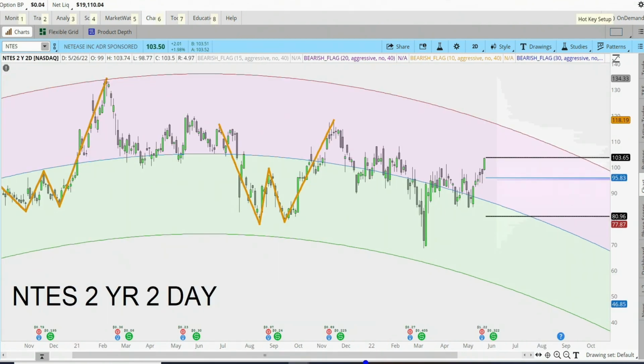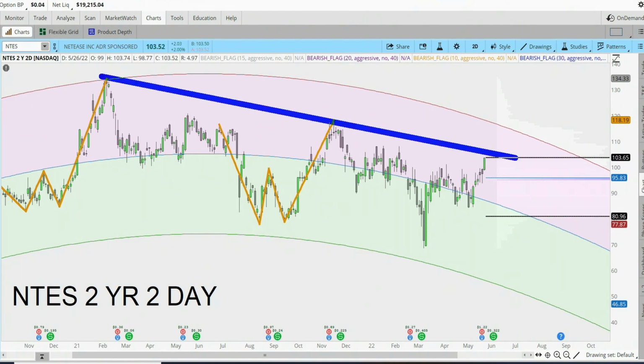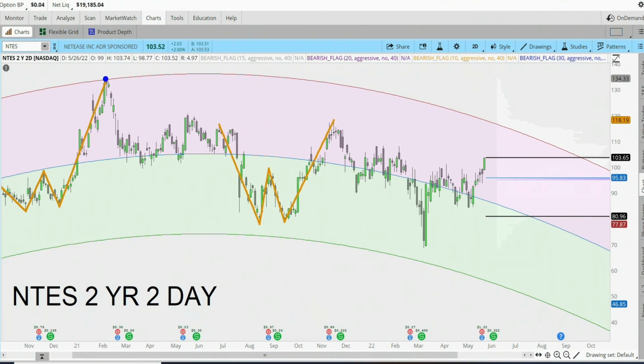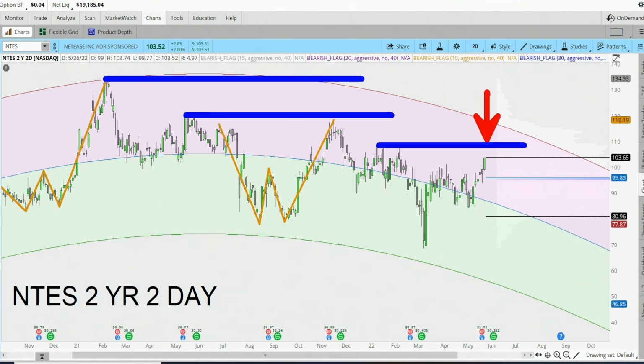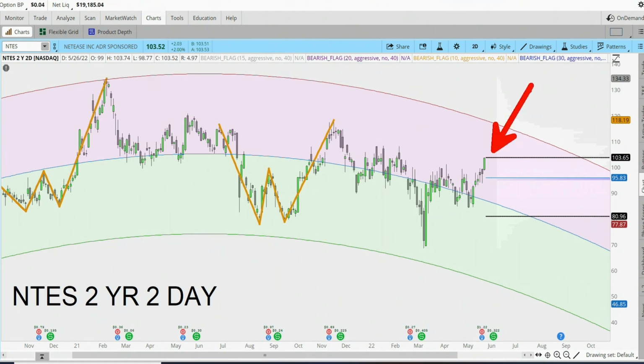NTES, 2-year, 2-day, trend indicators going lower. If you take from two previous highs before, draw it in diagonally, you'll see you're coming right into that resistance area. A confirmation that this trade's moving lower. You have a high, lower high, which will also add to your resistance. Currently, we're against the high side of that value area, showing resistance.